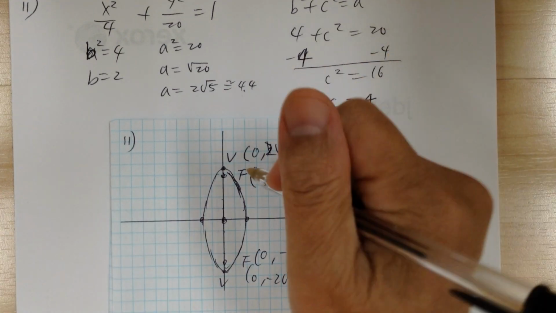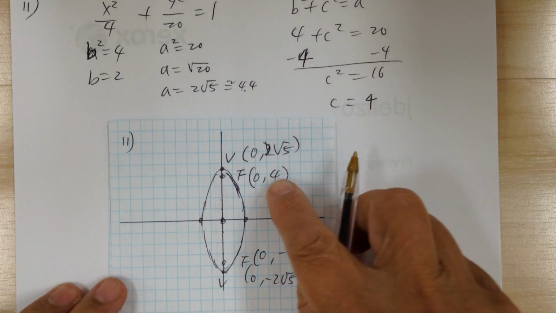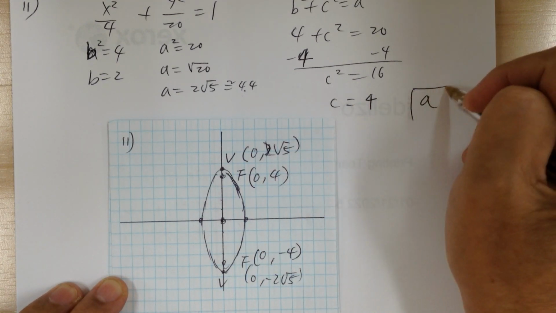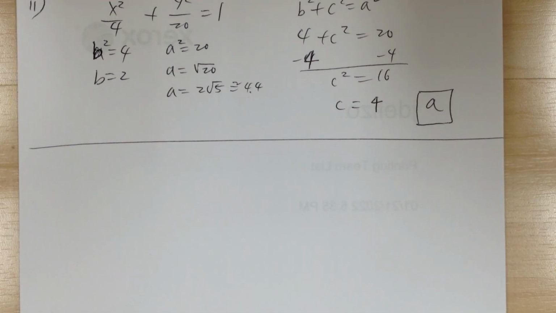So it asks you only for the f, and if you look at the choices, your choice would be A. So this would be your choice A. Okay, let's go to the next one, number 12.